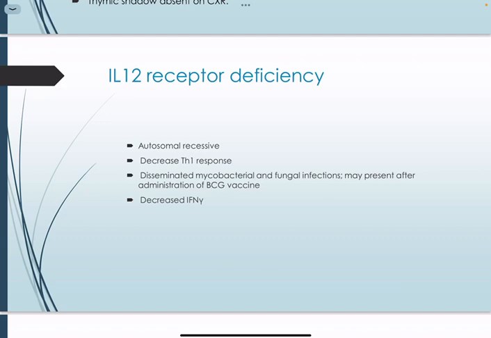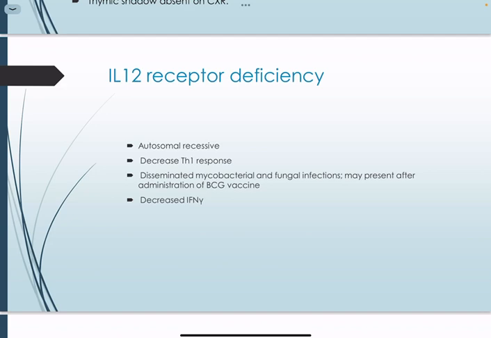If there's a problem with IL-12, which is an autosomal recessive problem, so there's no IL-12 receptor, IL-12 will not communicate, will not attach to a receptor. There's a decreased T helper 1 response, and there's absent or decreased interferon gamma. This will lead, as I say, to disseminated or severe mycobacterial and fungal infections.